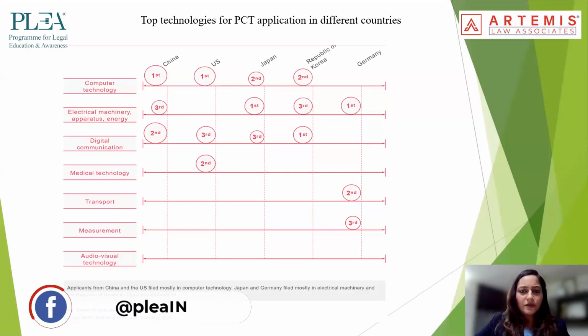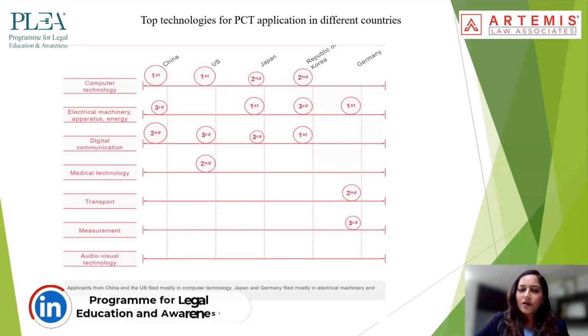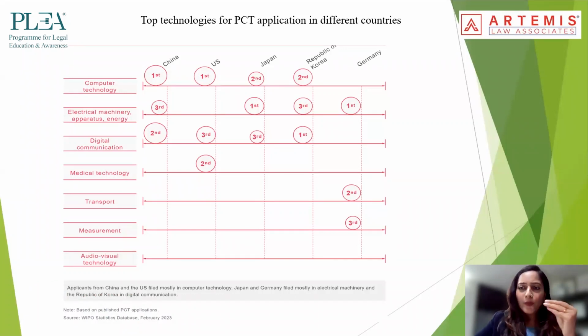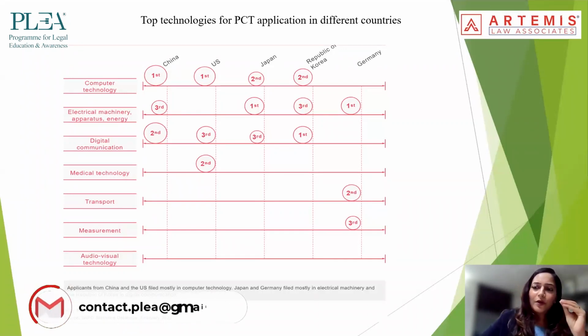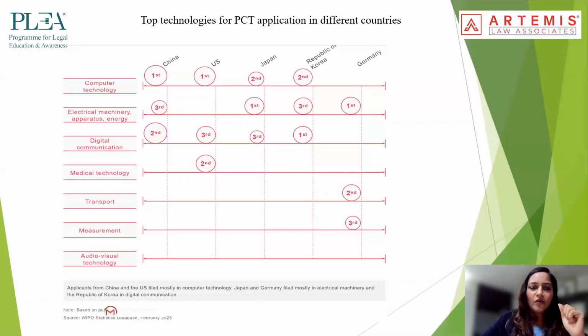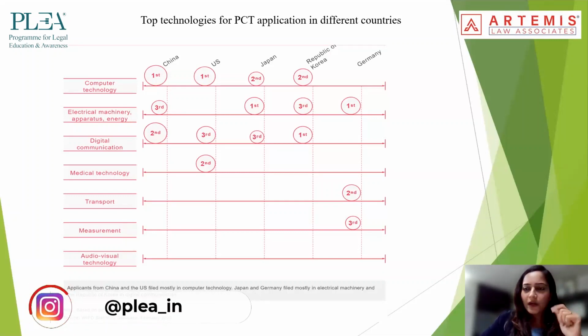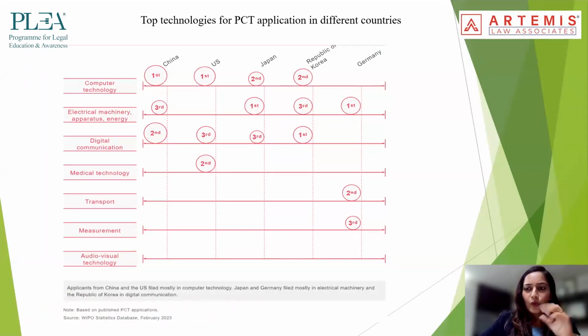So Germany is the first in electrical machinery, second in transport, third in measurement. Japan is the first in electrical. Depending on which domain you want to file your innovation, you pick and choose the countries of that particular interest. So if you want to file something with respect to computer technology, you will opt for China and US, because they are pro technologies.